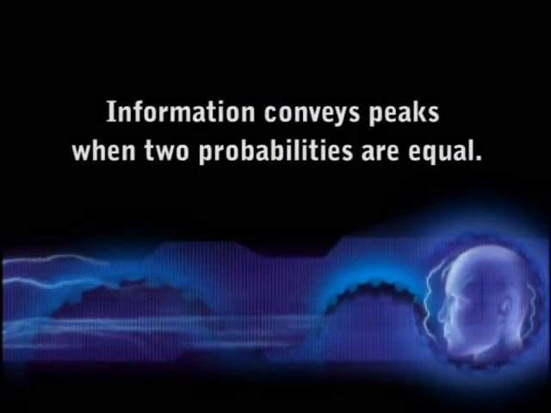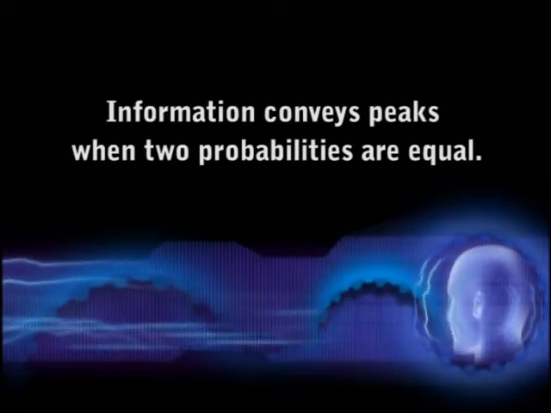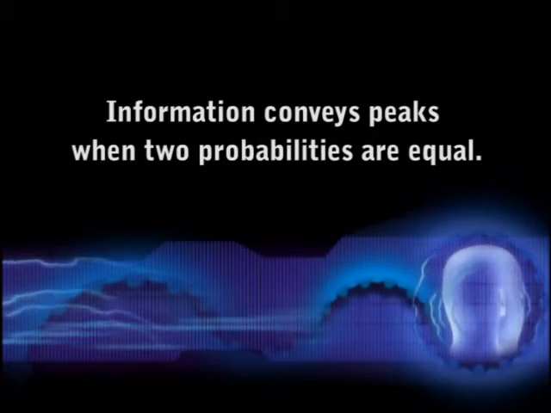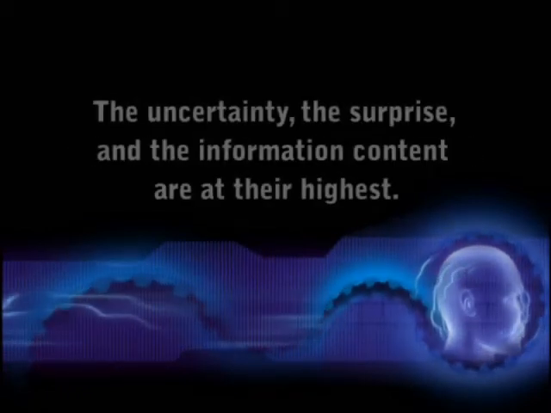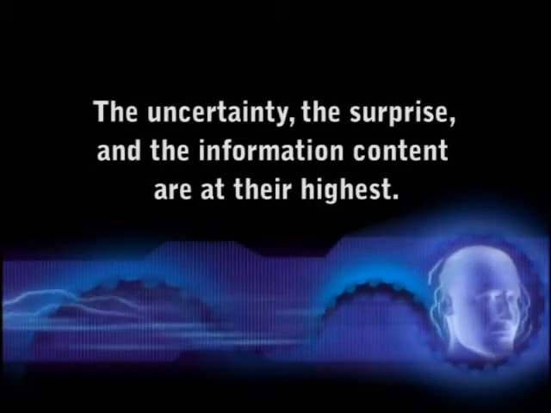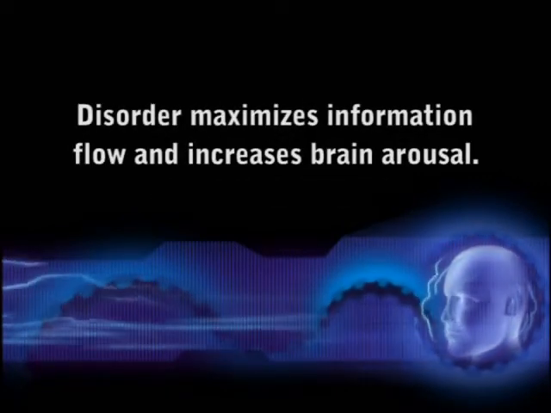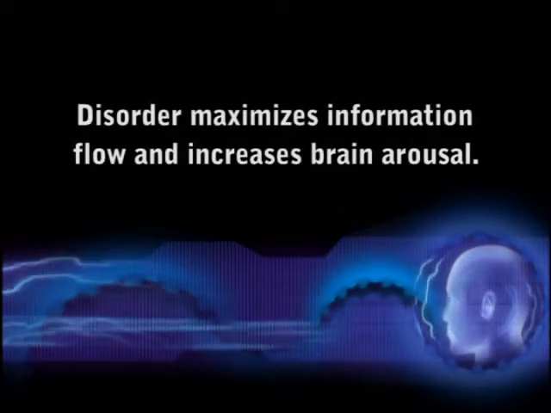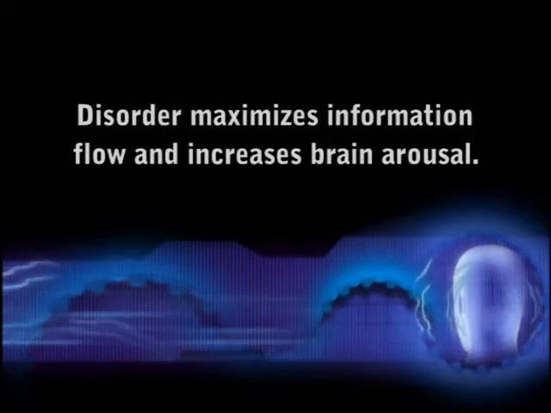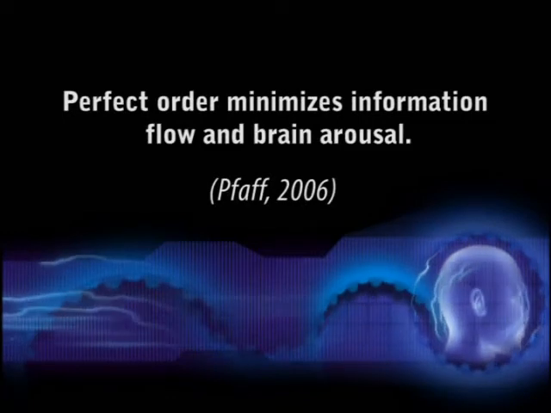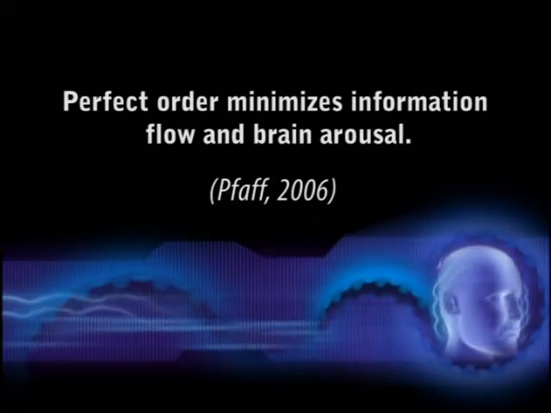Information conveys peaks when two probabilities are equal. That is, when the observer is least able to predict what will happen. The uncertainty, the surprise, and the information content are at their highest. Disorder maximizes information flow and increases brain arousal. At the opposite extreme, perfect order minimizes information flow and brain arousal.